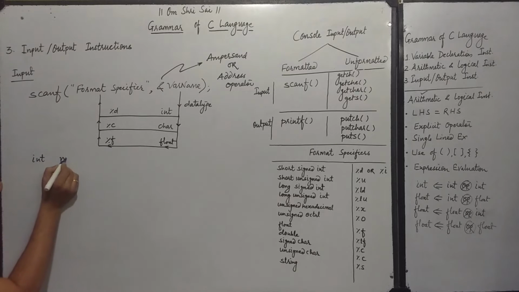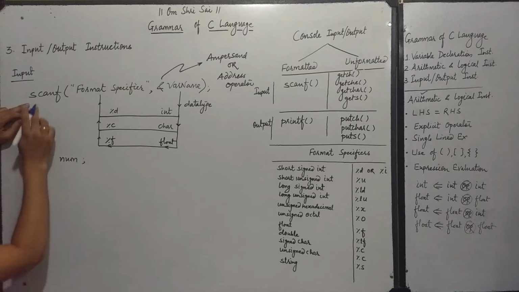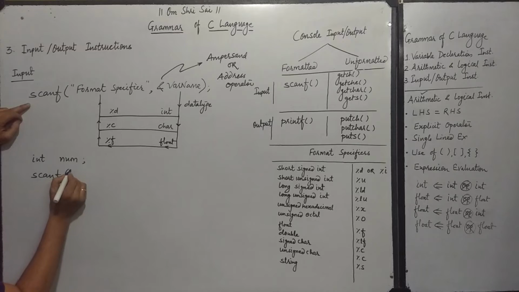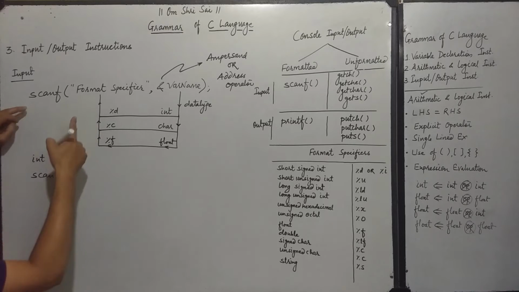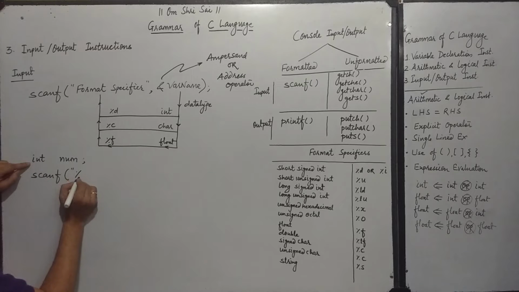Let's say we are having an integer variable num and we want to scan the value for that. What should be the syntax? First of all, we must write scanf, then the corresponding format specifier. Now as the variable is of the type integer, we must specify the format specifier as %d.